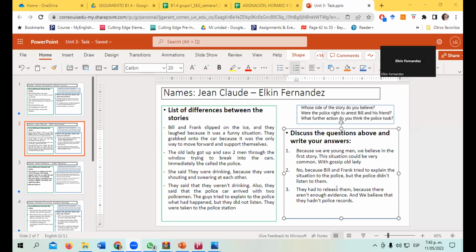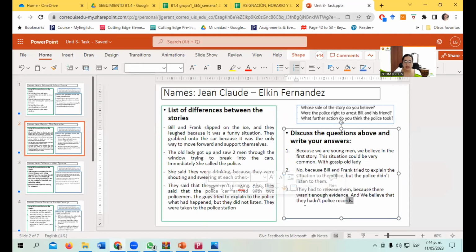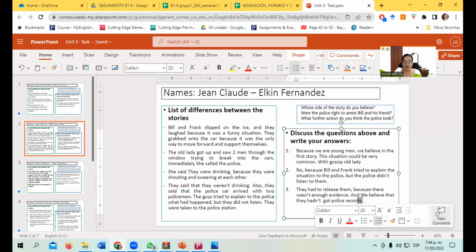Thank you, teacher. They had to release them because there wasn't enough evidence. We believe that the police didn't have police records. They hadn't got police records. Let's remember the use of have, didn't have, or hadn't got.